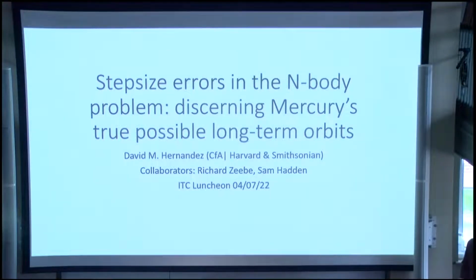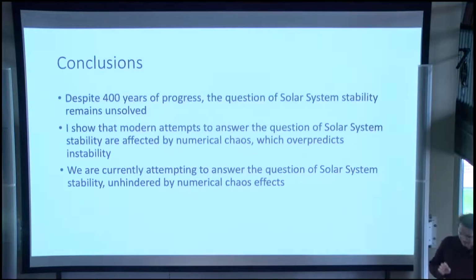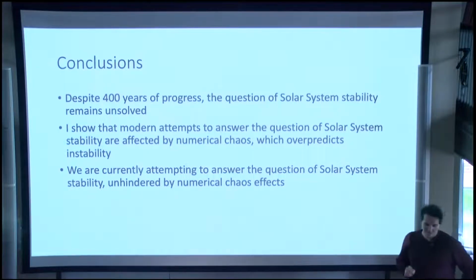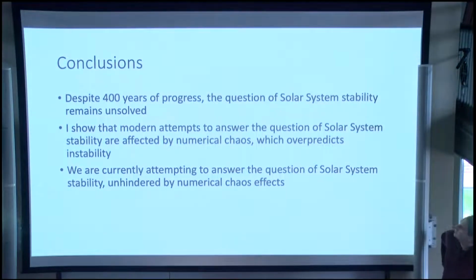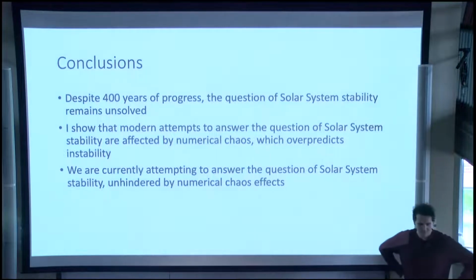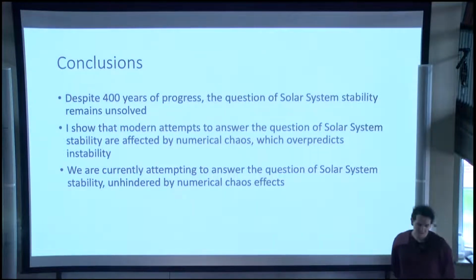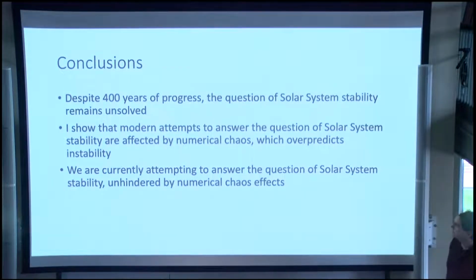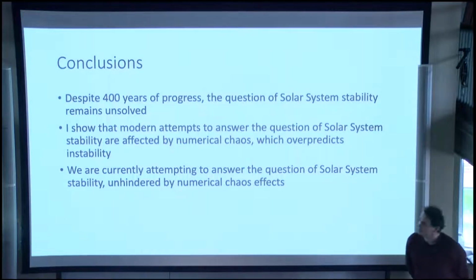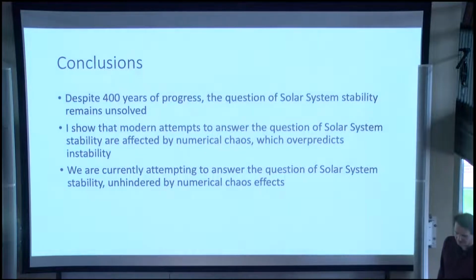Yeah, so this is work in collaboration with Richard Zeeb in Hawaii and Sam Haddon, who was a postdoc until recently here. Let me start with my conclusions. Despite several centuries of progress, the question of solar system stability remains unsolved. I'm going to try to convince you that modern attempts to address this question are affected by numerical instability and chaos, which overpredicts the instability of the solar system. And I'll describe how we're currently attempting to address this question unhindered by numerical chaos effects.